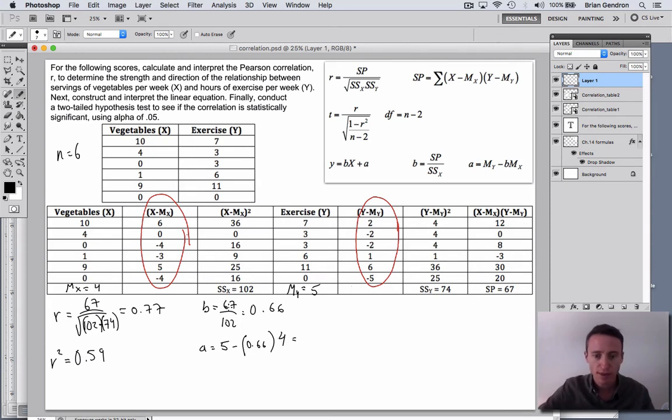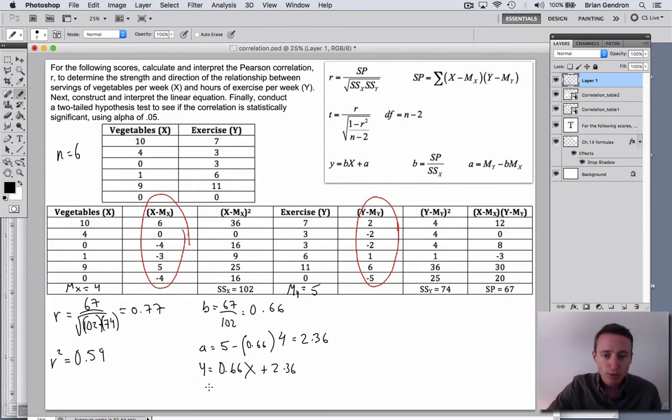And I'm getting 2.36. All right, so now here we can construct the linear equation. Y equals 0.66 times x plus 2.36. That's it. That's our linear equation.